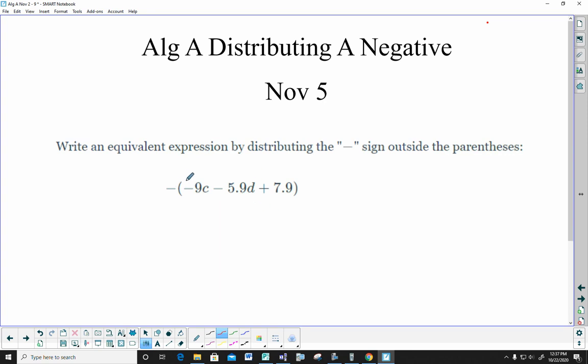When you're distributing a negative, there are two ways to think about it. I'll show you both ways, and you can pick whichever method makes more sense to you.